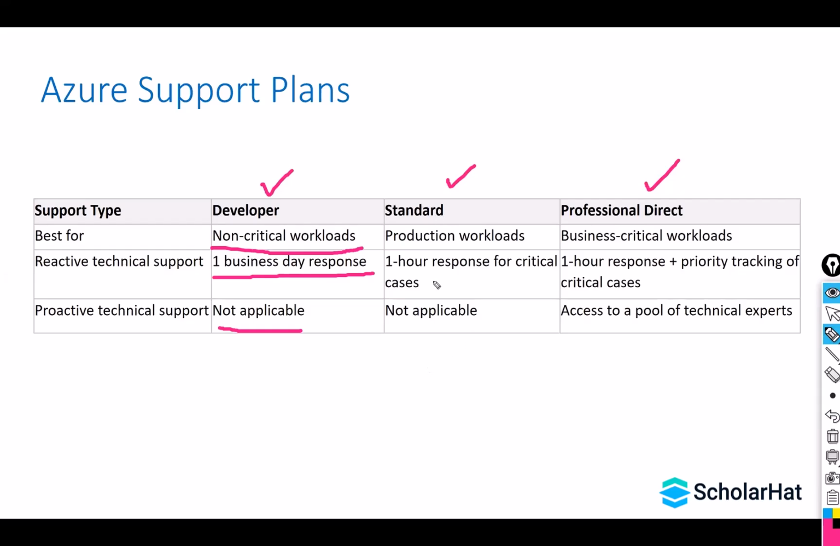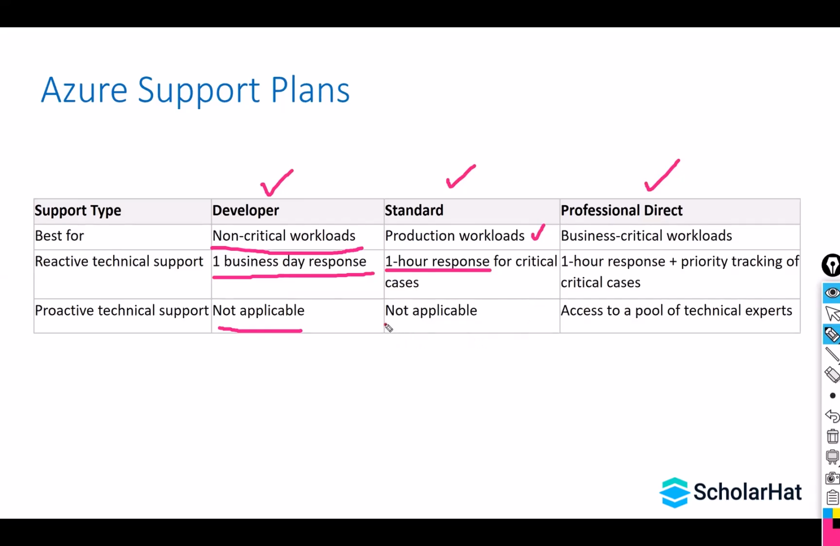Then we have the standard plan, which is best for production workloads. Let's say you have a website which you are running live, with production related resources. In that case, the standard plan will help you. In the standard plan, you will have a response within 1 hour. Within 1 hour, they will reply to the query you raised from your end.